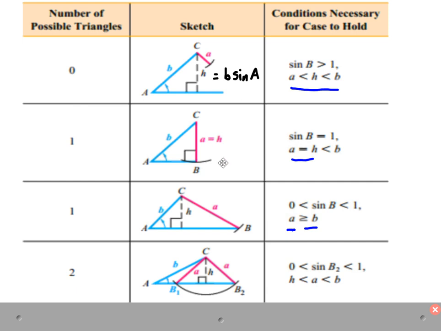The last situation is the interesting one for today. We can actually get two triangles if this a value is bigger than h, but less than b. As you can see in our picture here, if this was rotating around, this length a would hit over here, and it would hit over here, making two different triangles, where we would have an obtuse triangle in this little guy here, and then a big triangle in ACB2.